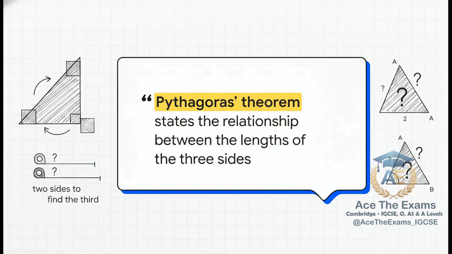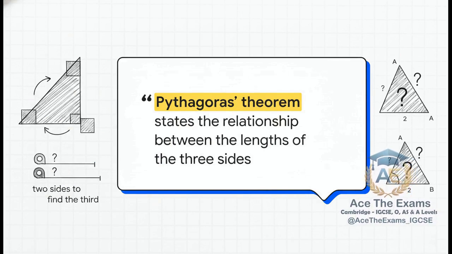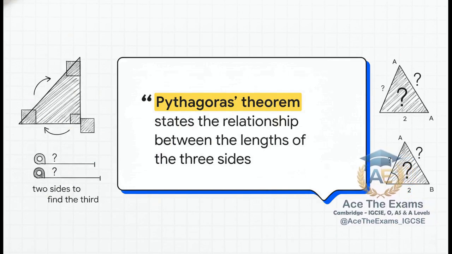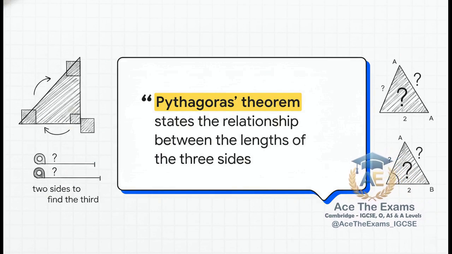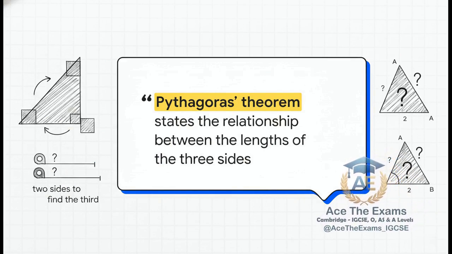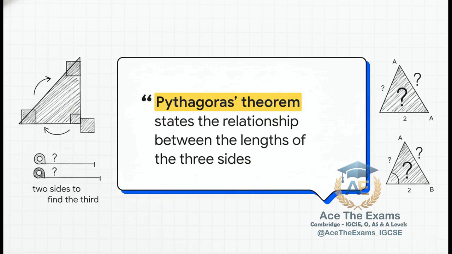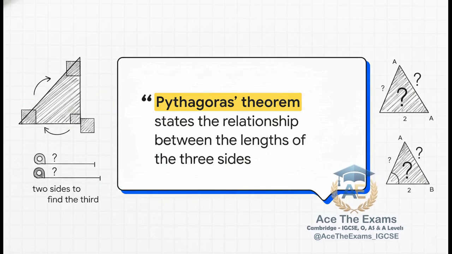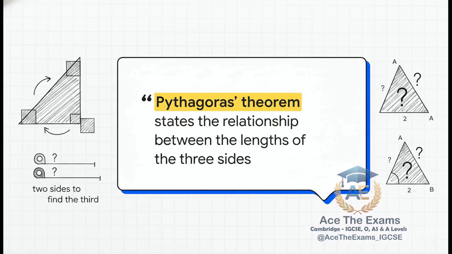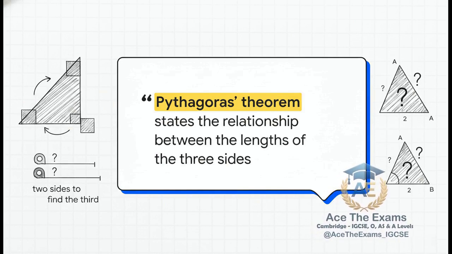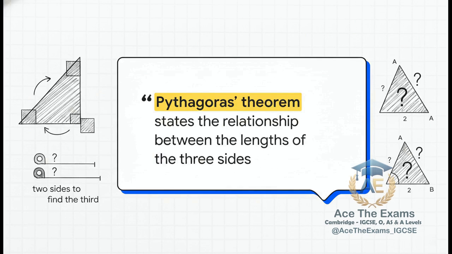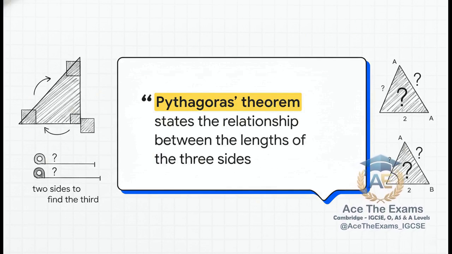But before we get into the new ratios, we have to acknowledge the oldest trick in the mathematical playbook, right? Pythagoras' theorem. It states that for any right-angled triangle, a squared plus b squared equals c squared, where c is that longest side, the hypotenuse. Pythagoras is brilliant. It's reliable, but it has a massive limitation. It only works for lengths. If you have two sides and you need to find the third, Pythagoras is your best friend.